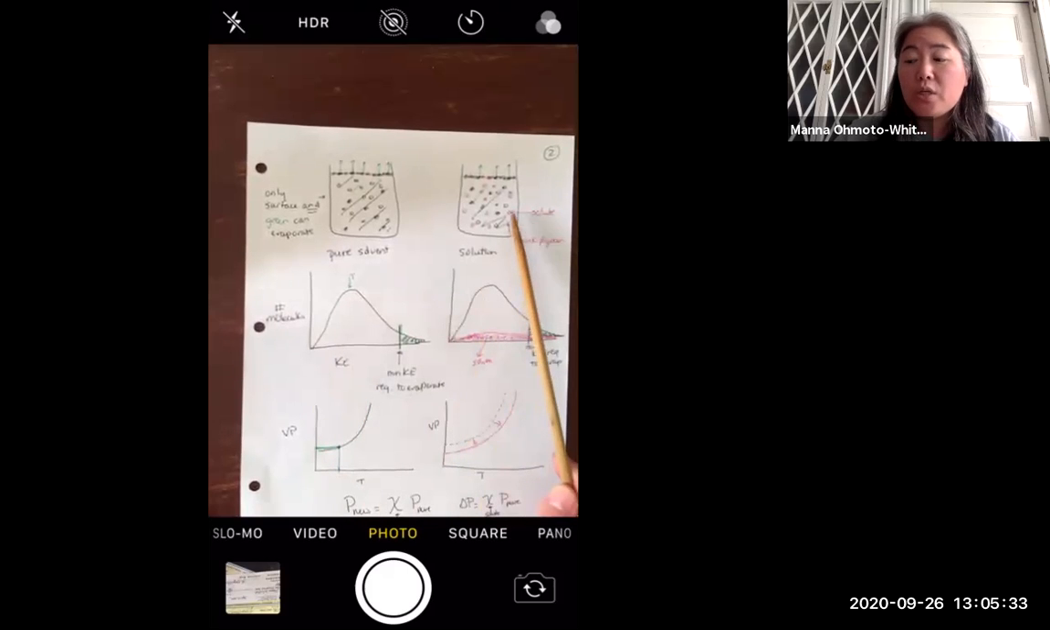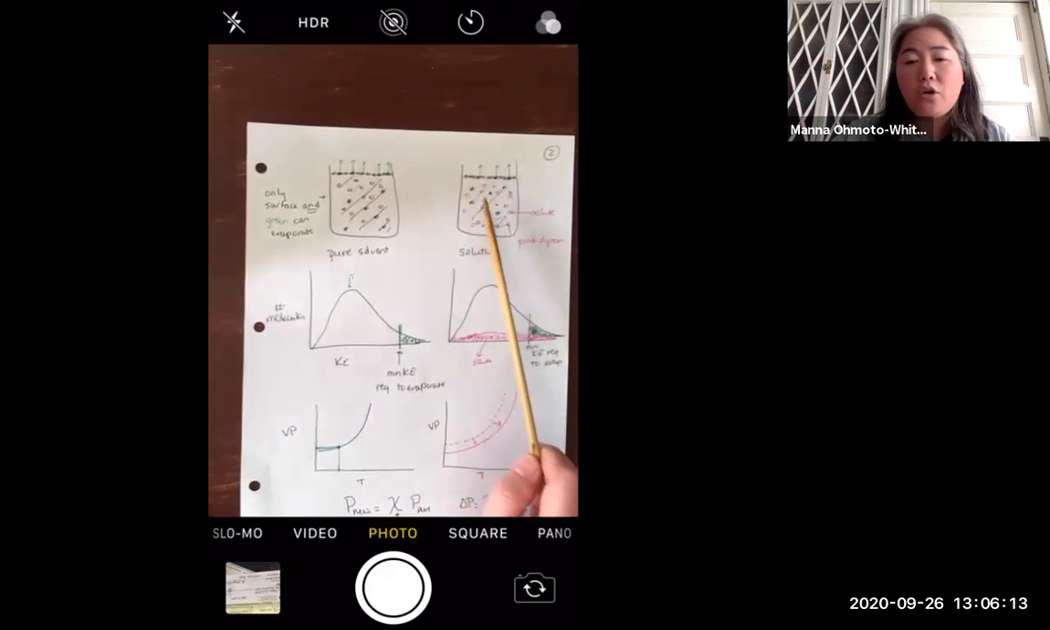If I have a solute in here, and the solute is in pink, you can see that it's taking up space where the solvent would be. The solute is in pink, and only the clear circles and the green can actually evaporate. Again, I'm at the same temperature, same minimum kinetic energy required, but because some of these molecules are pink and not green, there are fewer molecules within my system that have enough energy to evaporate.